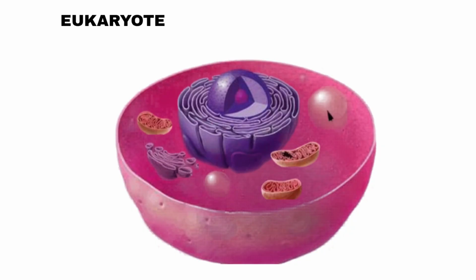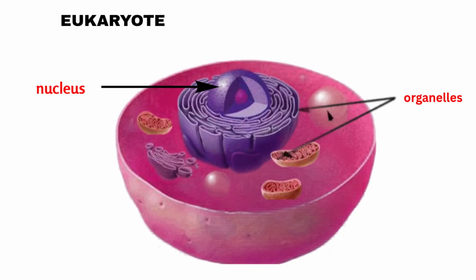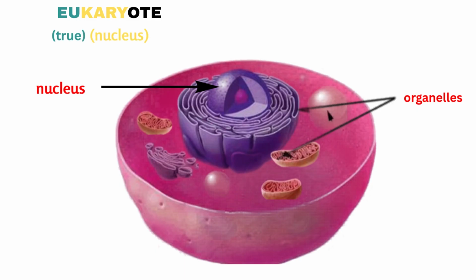In contrast, eukaryotic cells contain a membrane-bound nucleus and other membrane-bound organelles. The name eukaryote also gives a hint about its structure. Eu means true, and remember that kary means nucleus, so the word eukaryote means true nucleus. Eukaryotic cells are larger and much more complicated than prokaryotic cells, however they do share a few things in common with prokaryotes.